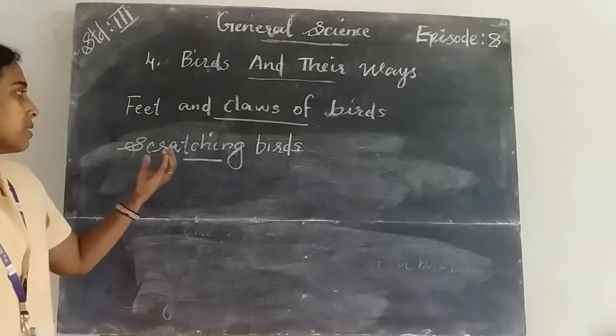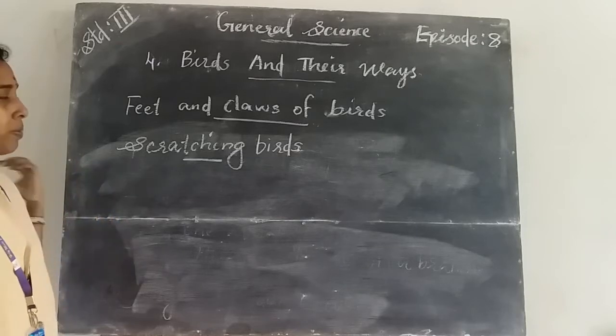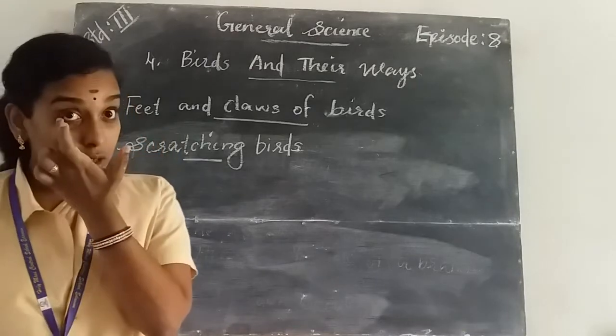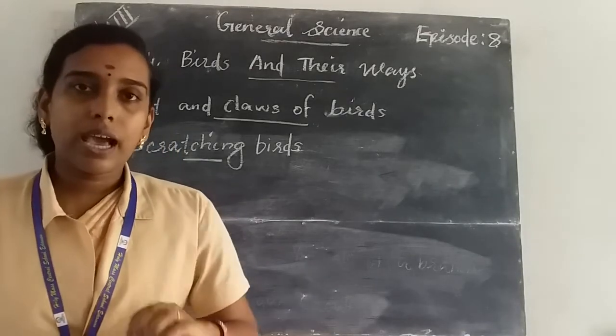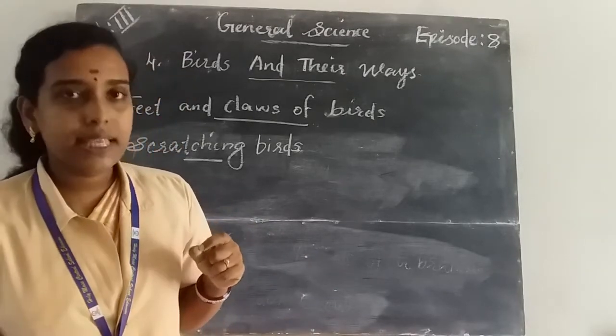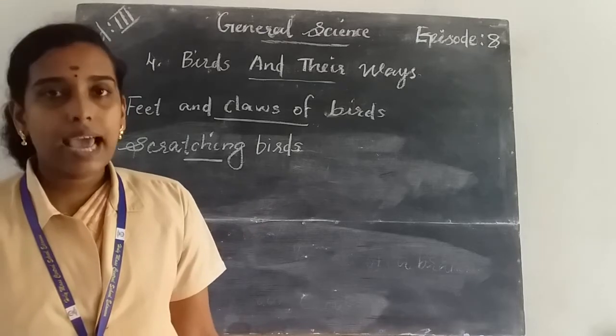Okay. So scratching birds have 3 toes in the front and 1 at the back like perching birds, and their toes are very strong and sharp, and they use their toes to scratch the ground to find insects, small animals and worms. Okay, so such types of birds are called scratching birds.